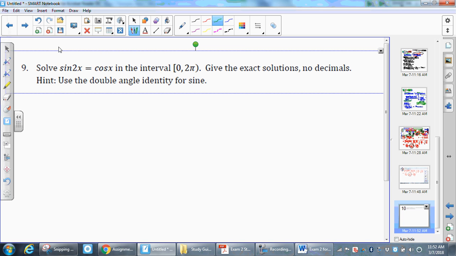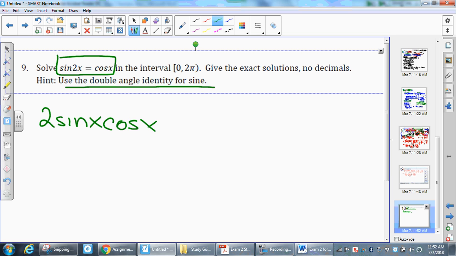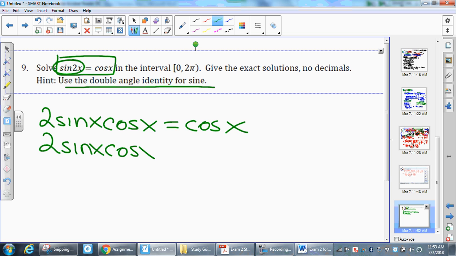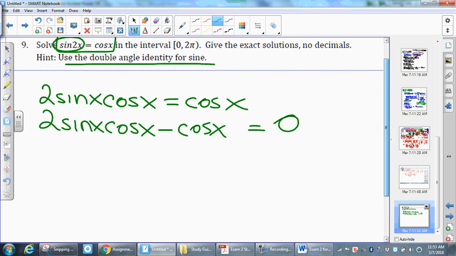Okay, so it says solve this equation. And then the hint says use the double angle identity for sine, the one that you have to memorize, the one that is 2 times the sine of x times the cosine of x. Now, you replace this part with that. You still have cosine x here. So then we're going to work like the other problem, similar to it. We bring the cosine to the left, and then the right side equals 0.